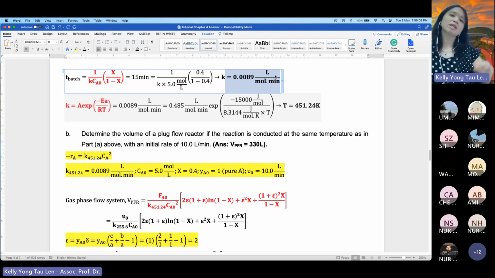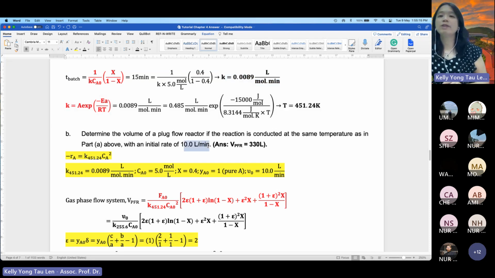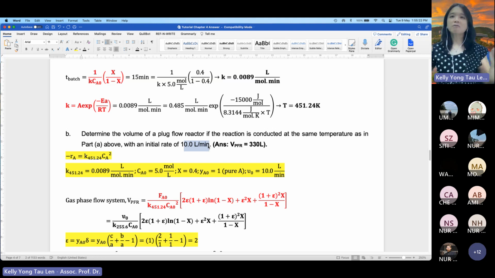You can still use the k that you have found in part A, and they give us an additional 10 liter per minute, which is your epsilon naught, because it says initial rate. So you must remember, for gas phase, the volumetric flow rate v and v naught are not equal. The outlet volumetric flow rate is not the same as the initial volumetric flow rate.